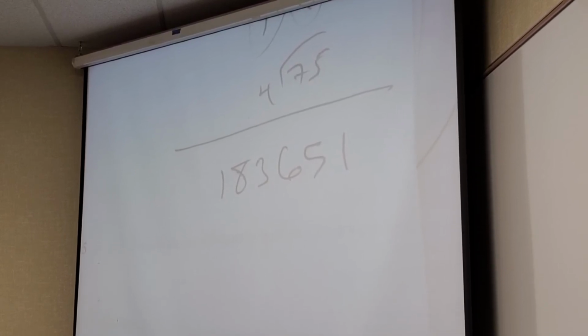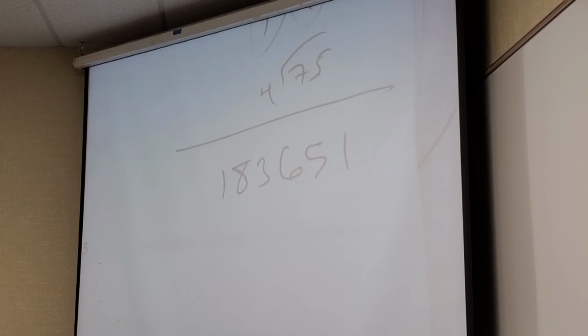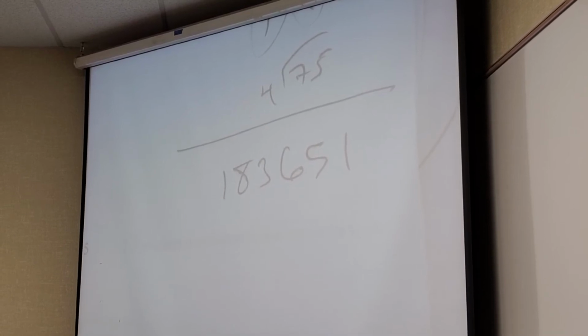But there's a similar rule for 3. 3 has a similar rule. If you add the digits and the sum is divisible by 3, the whole thing is divisible by 3. So that is divisible by 3.